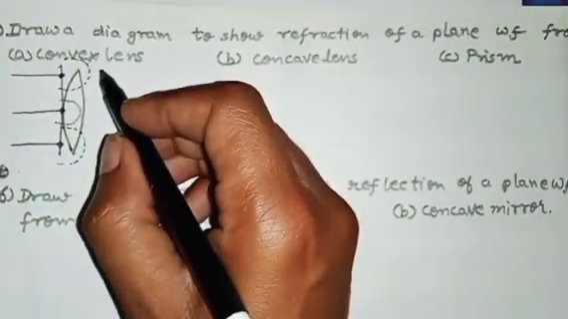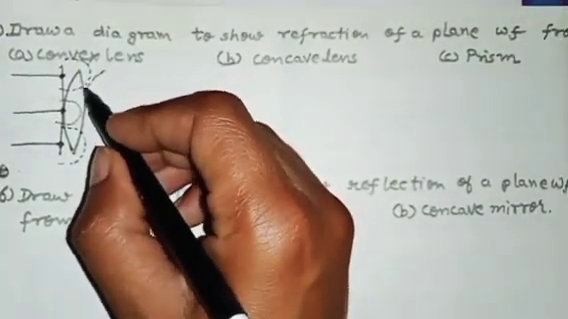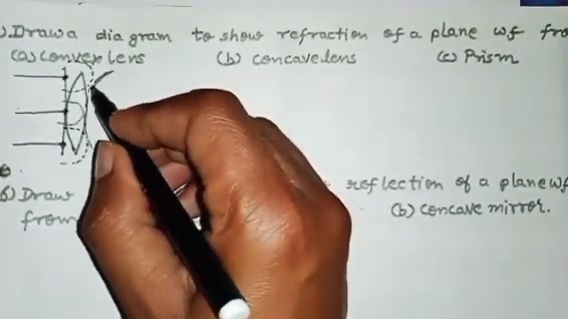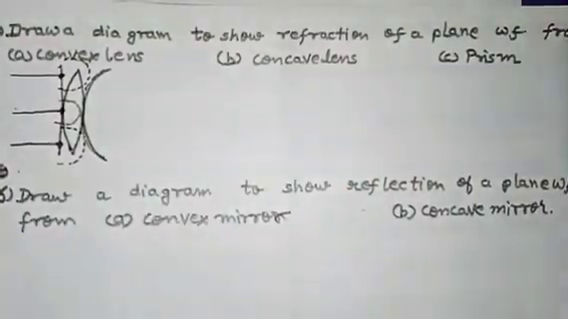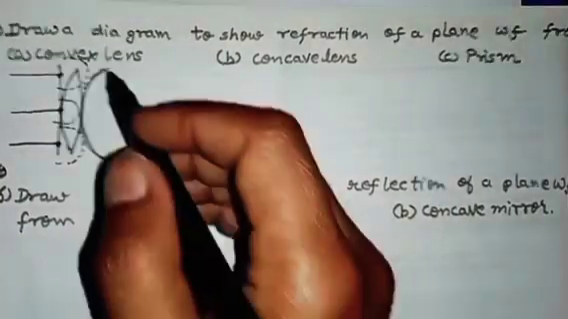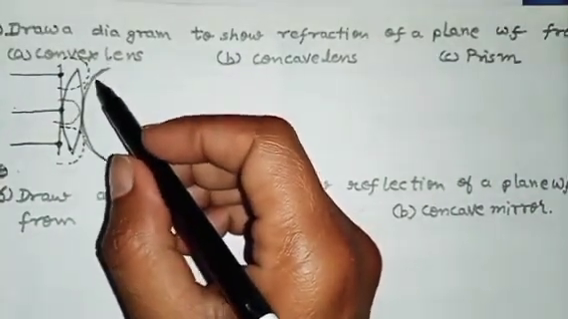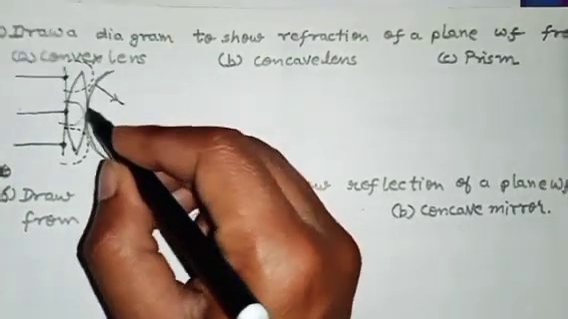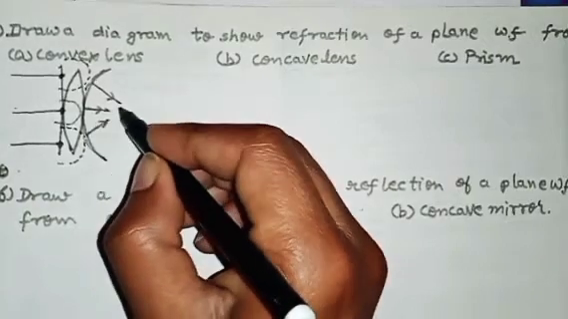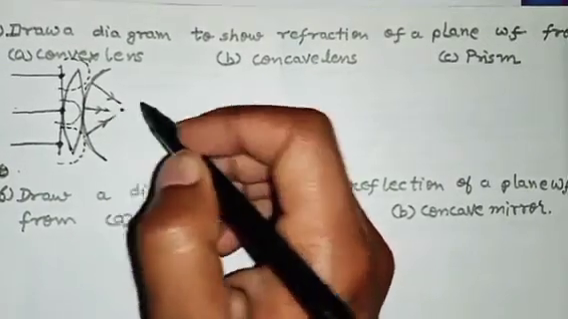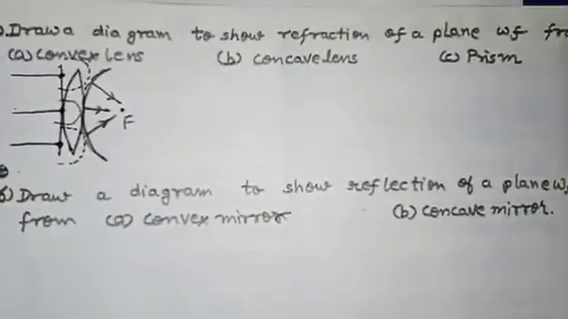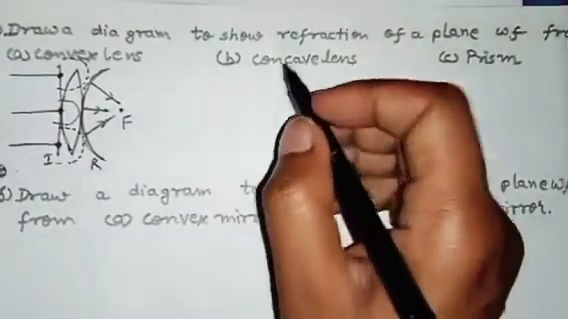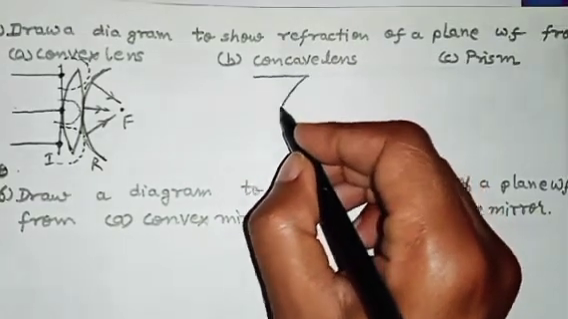So if we draw a common tangent, this will be the wavefront, the refracted wavefront. And if we draw normals to its surface, their center will be the focus of this lens. So this is the incident wavefront, this is the refracted wavefront. Now in the same way for a concave lens.